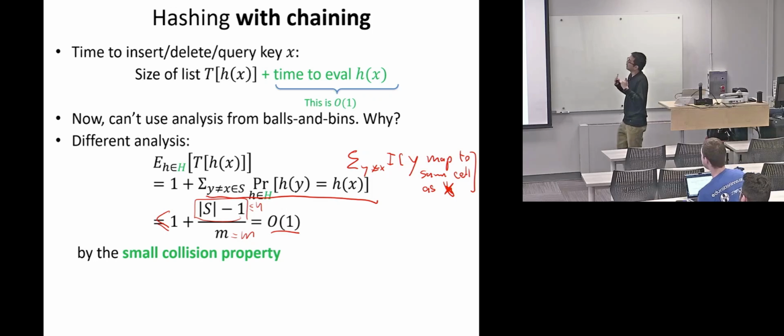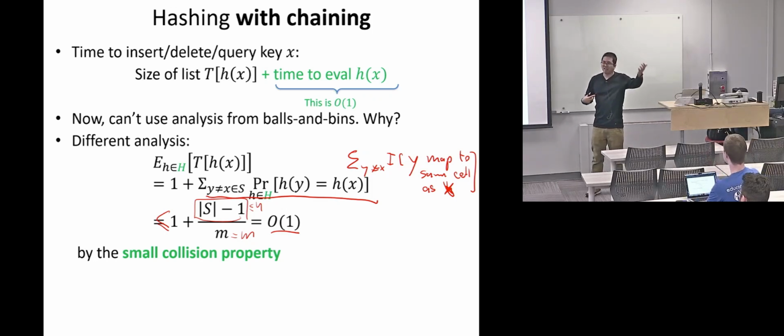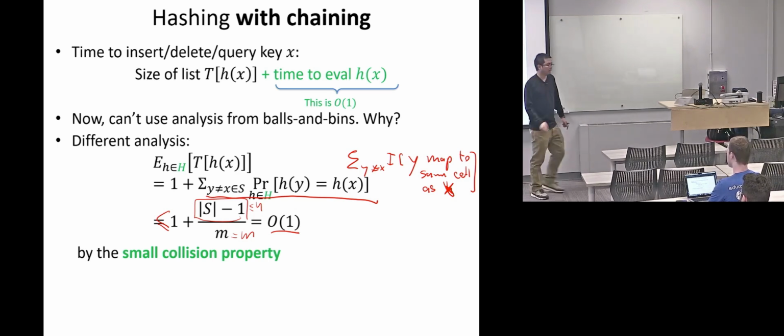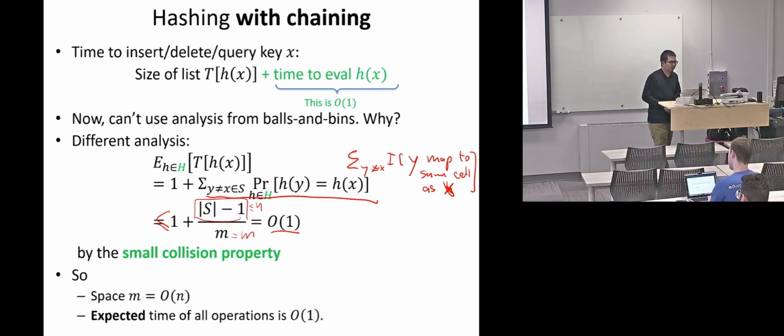So you see, we use a more efficient hash family, and we just need to change the analysis so that it's enough for this family. We write the analysis so that we can bound it using only the property guaranteed by the family. And so we get this: the space is linear and the expected time is constant.